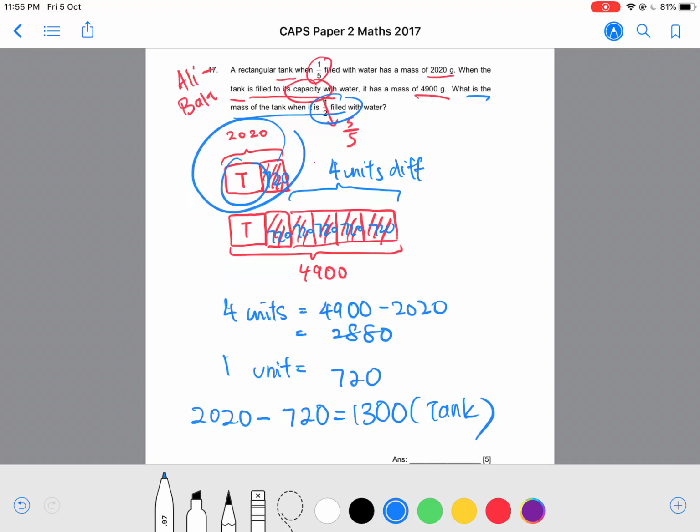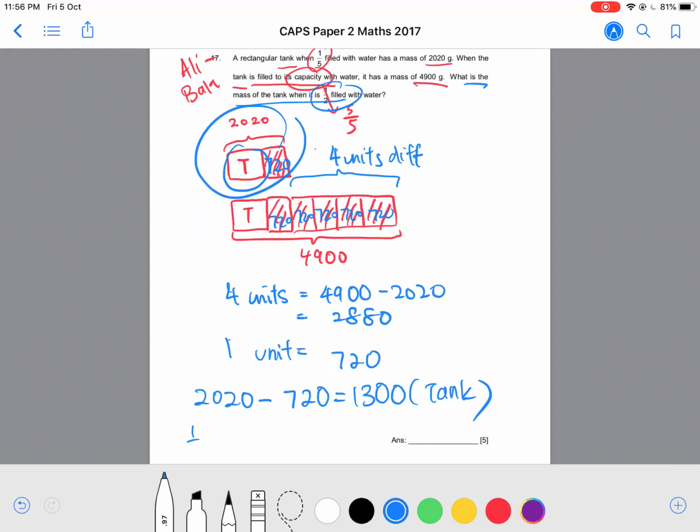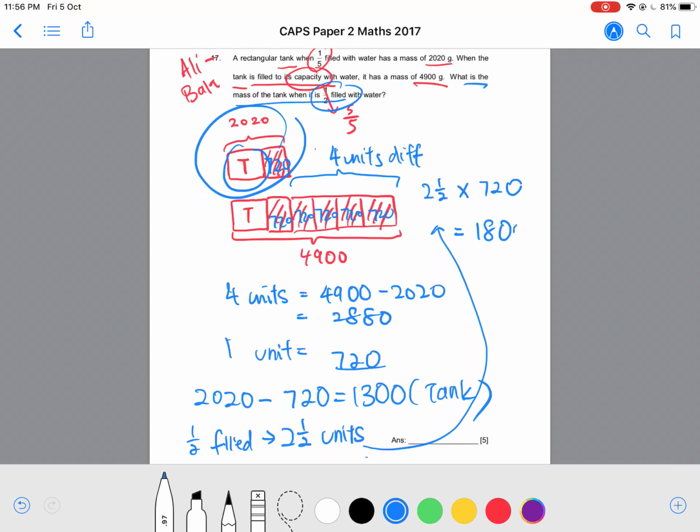Half filled will mean what? You know there's a total capacity of 5 units. Alright, half filled would mean that instead of 5 units, it is only 2.5 units filled. Right, half of 5 is 2.5. So how much is 2.5 units actually? 2.5 units will be 2.5 times 1 unit, right? 720. So 2.5 units is going to be 1800 heavy.